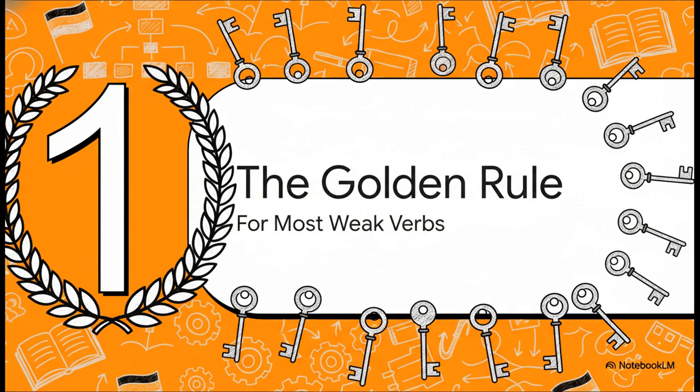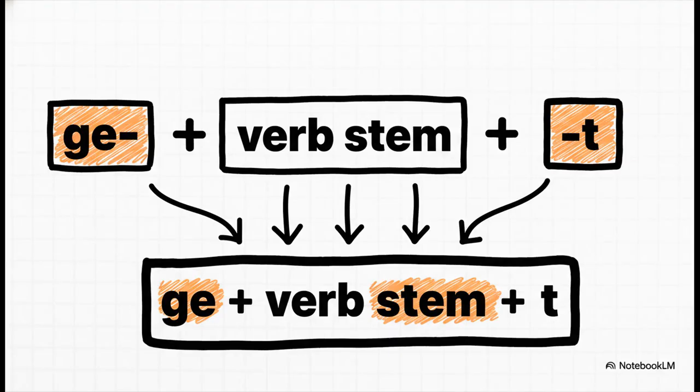It's the one that unlocks the past tense for the vast majority of German verbs, specifically the really predictable ones that we call weak verbs. And the formula itself, it's so beautifully simple. You just take the verb's core, its stem, then you just wrap it with two little pieces, a G at the beginning and a T at the end. That's literally it. G, stem, T. Let's see how it works.